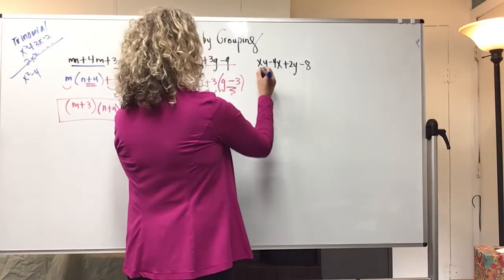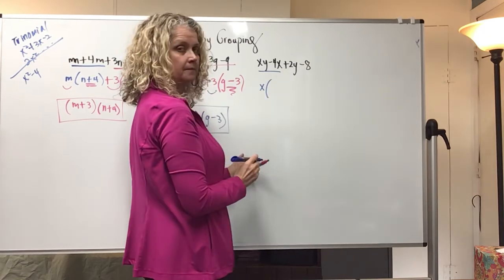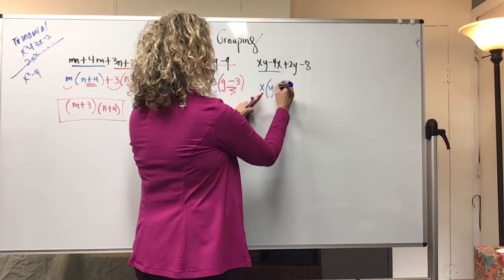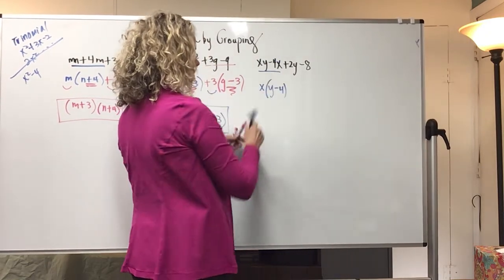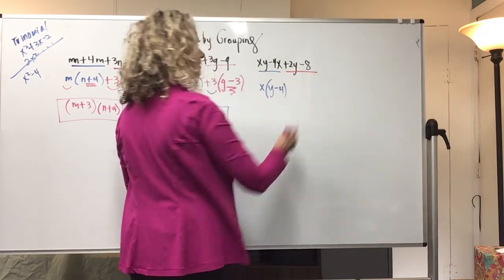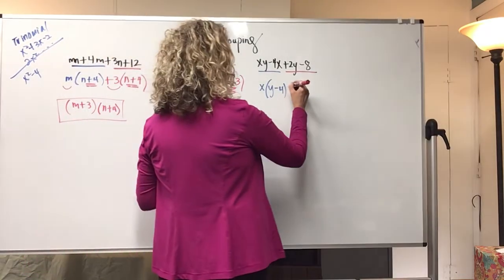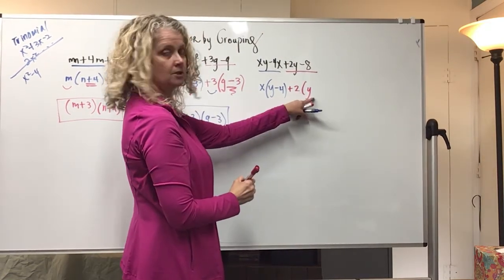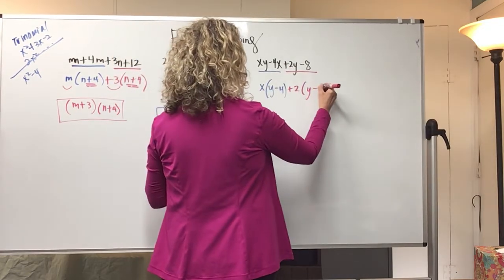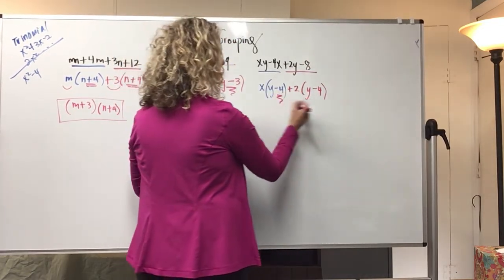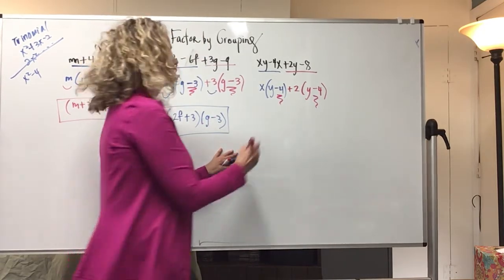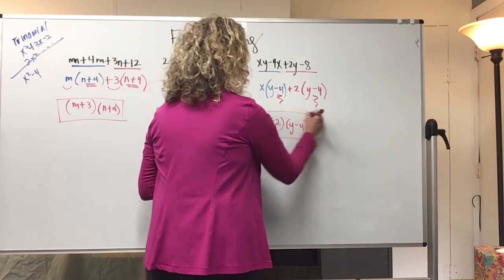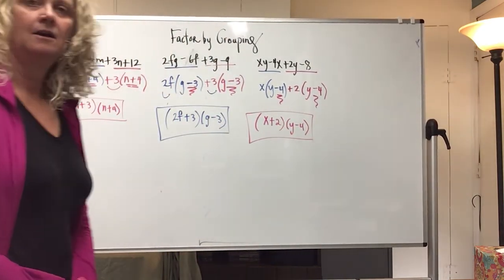And now the last one, first two terms, they have an x in common. Notice x times y is xy. X times negative 4 is minus 4x. I look at the second two terms. Notice a 2 and an 8. A 2 and an 8 have a 2 in common. 2 times y is 2y. 2 times negative 4 is negative 8. These match. I know I did it correctly. I take the two that are all alone, smack them together, and I write the y minus 4. And that is patterns of factoring.